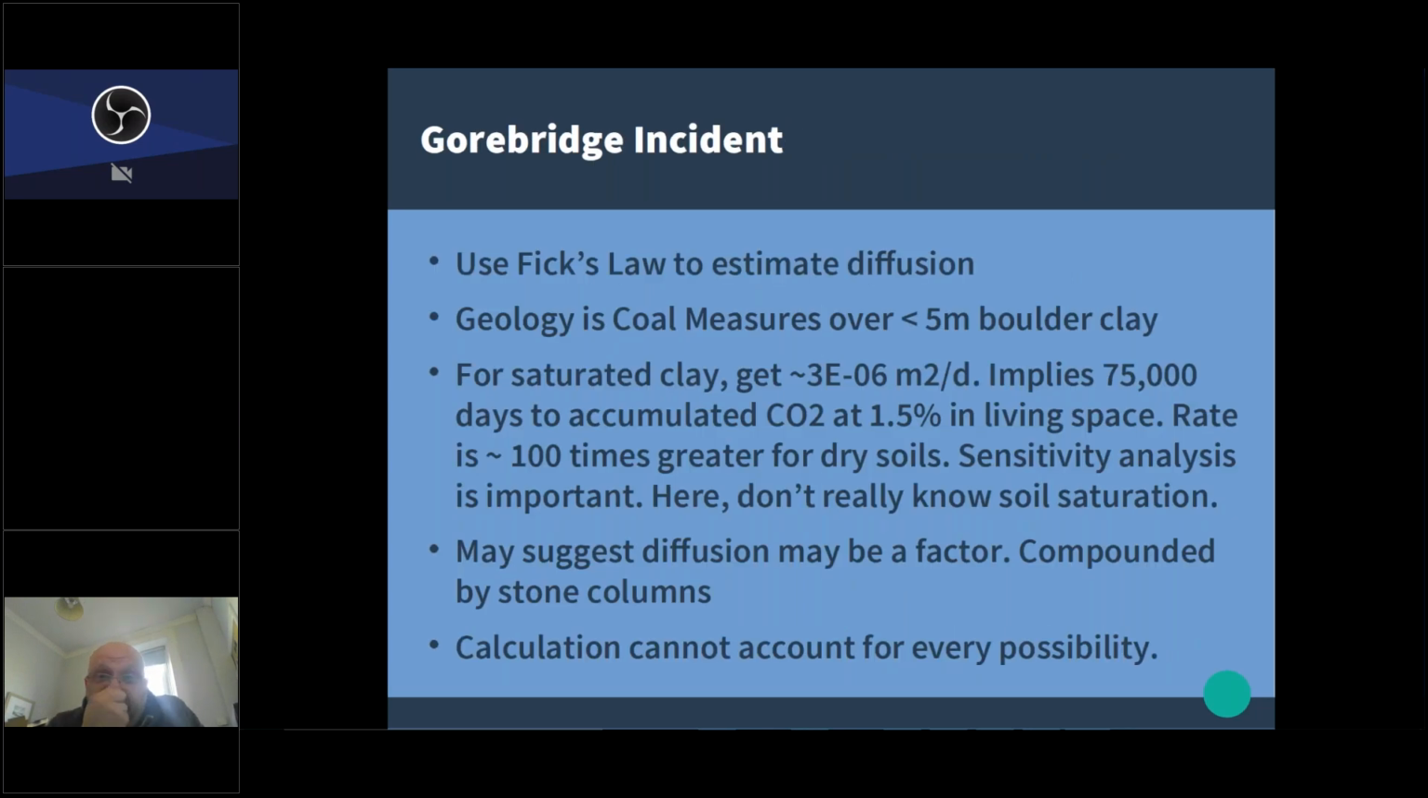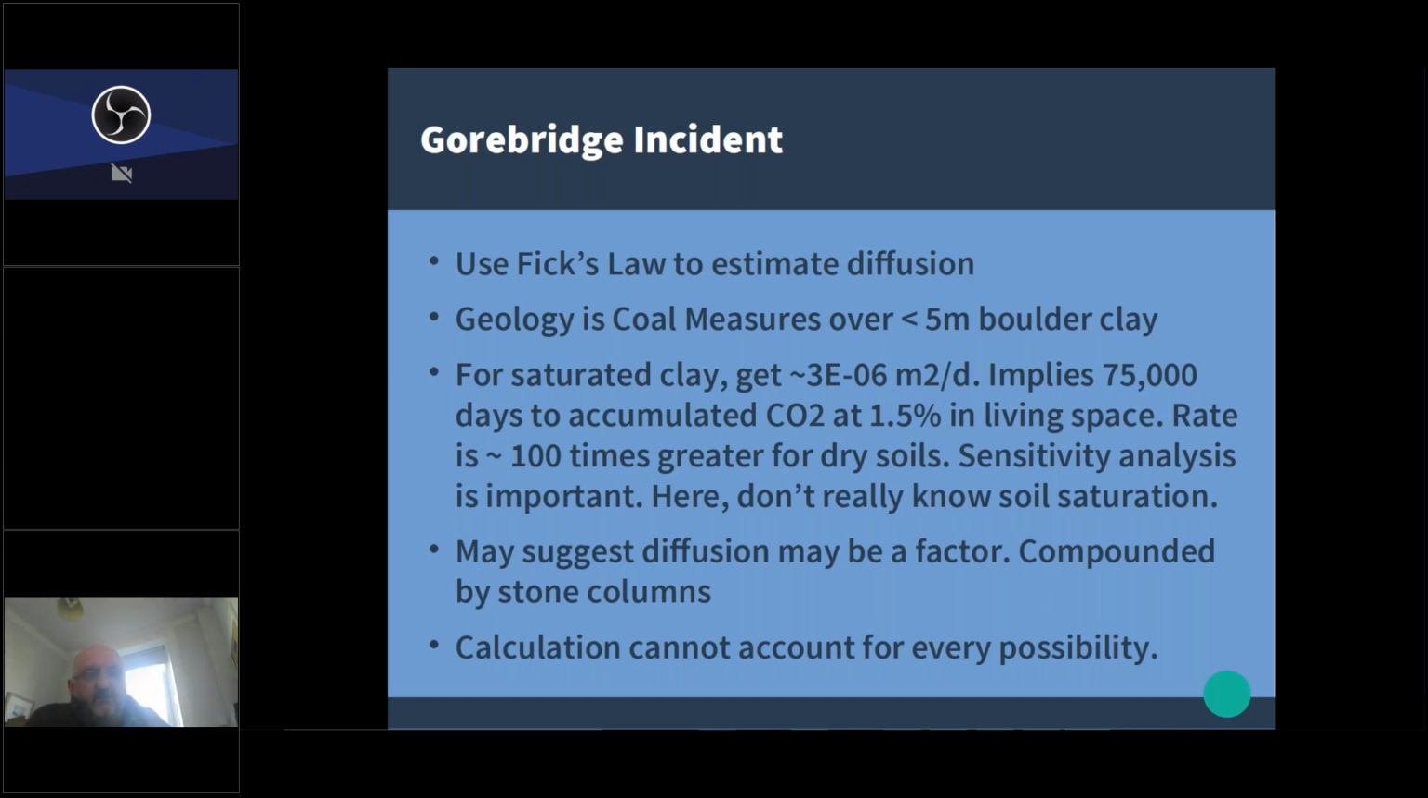So I'm just going to finish up with a bit of maths sums for the Gorebridge incident. I think I mentioned that the mechanism there is principally accumulation of gas around stone columns. And the gas gets there by diffusion through the clay. So the geology, the till's not that thick. It's around 5 meters or so.